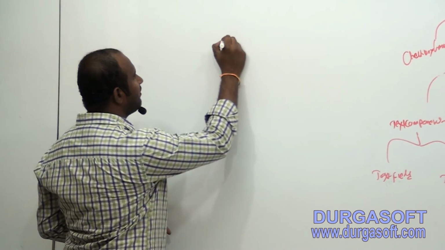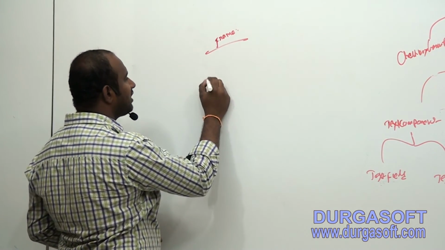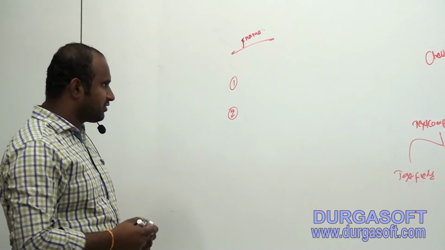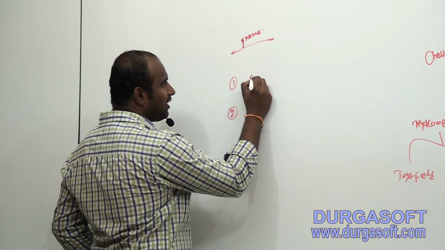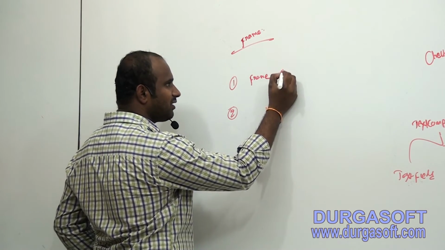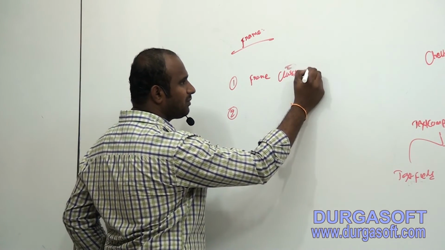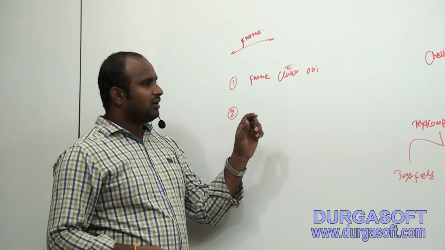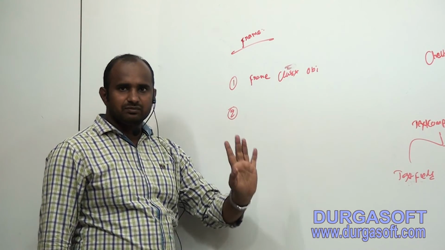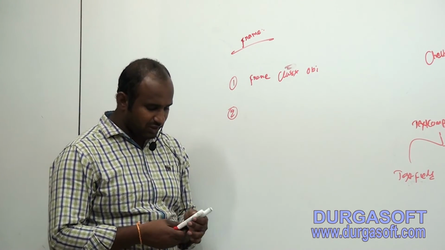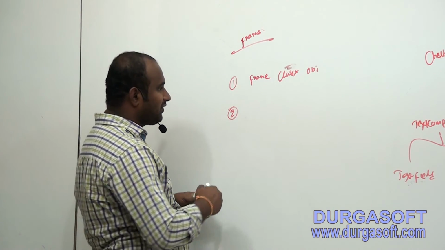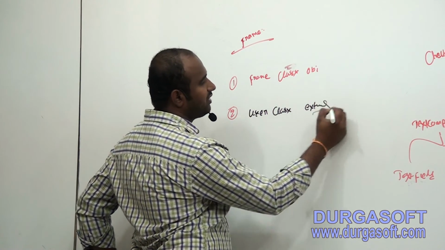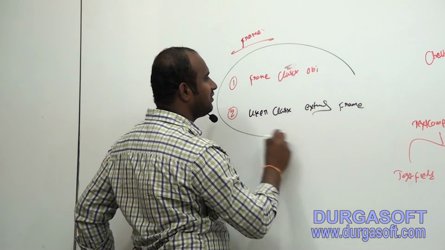Let me prepare the frame here. Frame is the basic component of the AWT, right? To prepare the frame, we have two approaches to create a frame. What is the first approach? Directly create the Frame class object, and then you can create the frame. What is the second approach to create a frame? Take a user defined class. The user class extends the Frame class. These are the two approaches to create a frame.